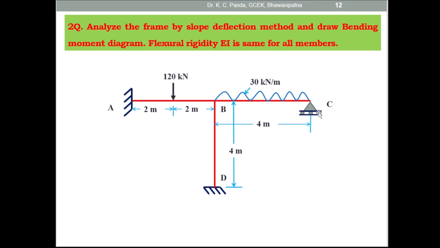So you have to take the summation of moment at B equal to 0 and the moment at C equal to 0. That is, at joint B, the sum of the moments MBA plus MBC plus MBD is equal to 0. And at C, the moment MCB is equal to 0. By using these two equilibrium equations, you can find the unknown rotational displacements at B and C, that is theta B and theta C.